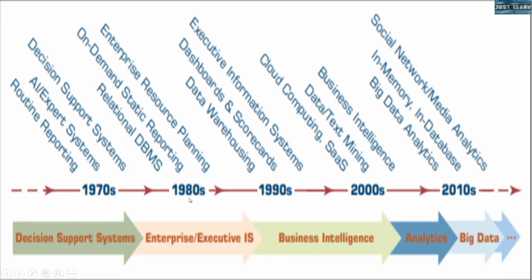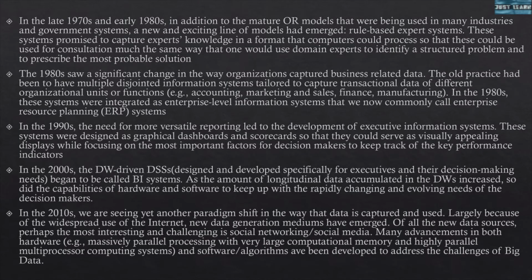Then after the 1980s, in the early 1990s, there was a transformation from enterprise or executive IS to business intelligence. And from business intelligence, there was a transformation in the field of analytics, then data science, then big data, etc. So let's discuss in brief what happened during the transformation.